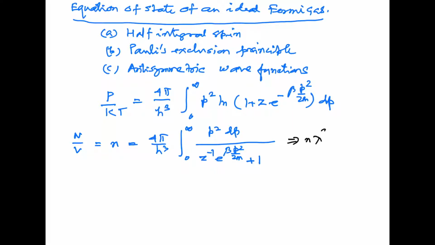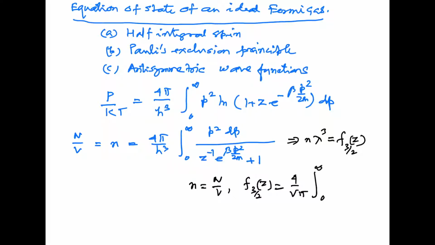n lambda cube equal to f 3 by 2 of z, where f 3 by 2 of z is the Fermi function and n is N by V, and f 3 by 2 of z is equal to 4 by root pi integral 0 to infinity x square dx divided by z to the power minus 1 e to the power x square plus 1.